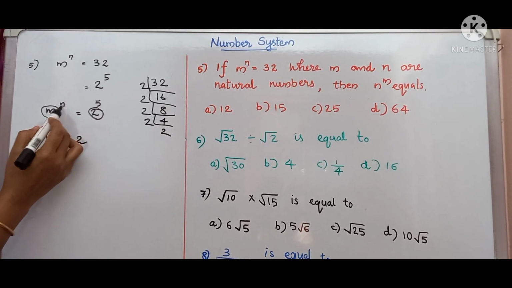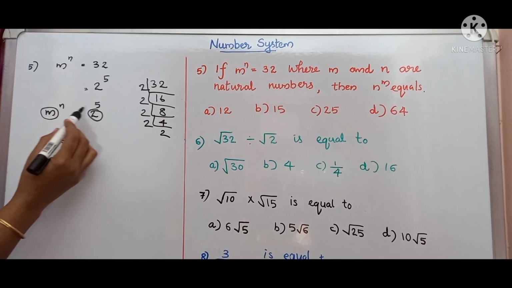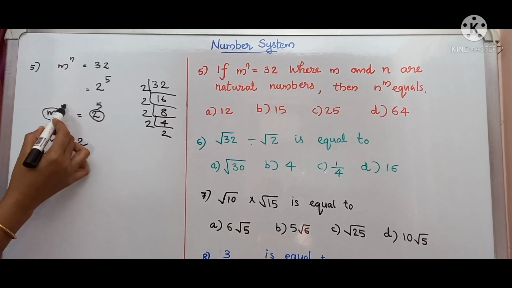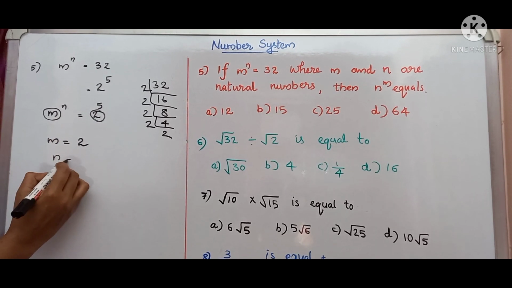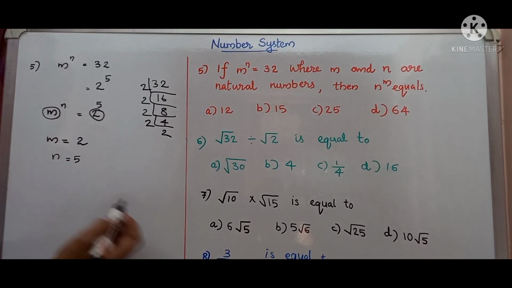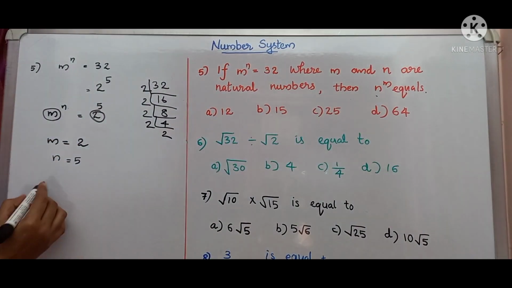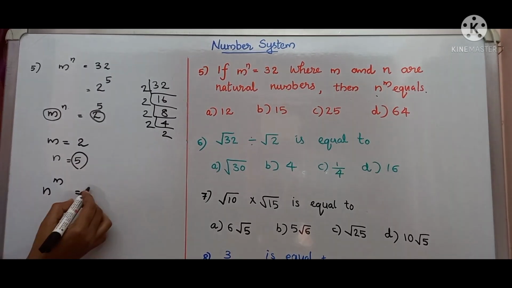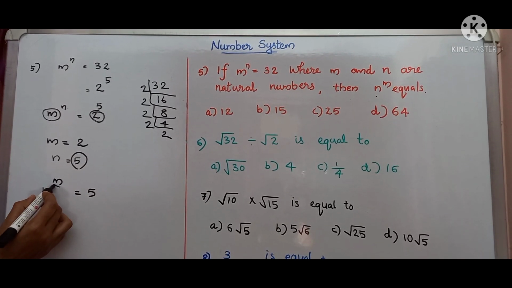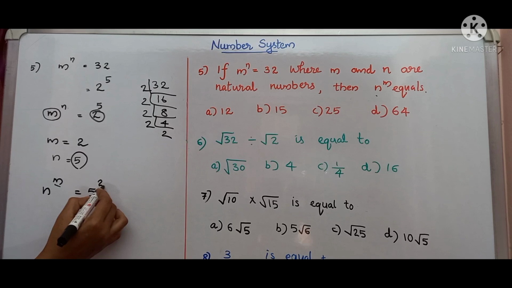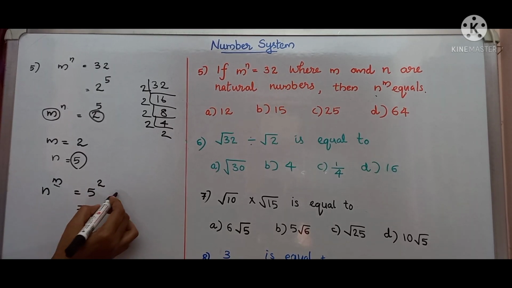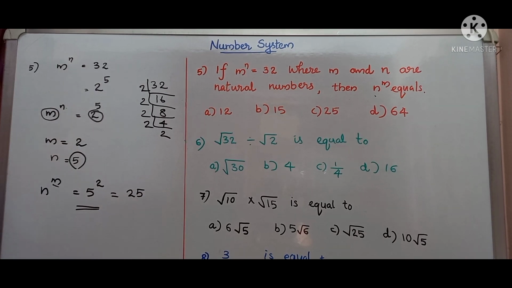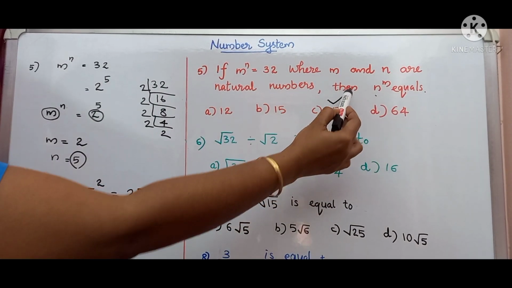The bases and exponents should be equal, then only we can put equal to here. So m is equal to 2 and n is equal to 5. Therefore, it is asked to find n raised to m. n raised to m is equal to, instead of n we can write 5, instead of m we can write 2. So it is equal to 5 raised to 2. We know 5 square is equal to 25. Look here, 25 is there or not? Yes. This is the answer.